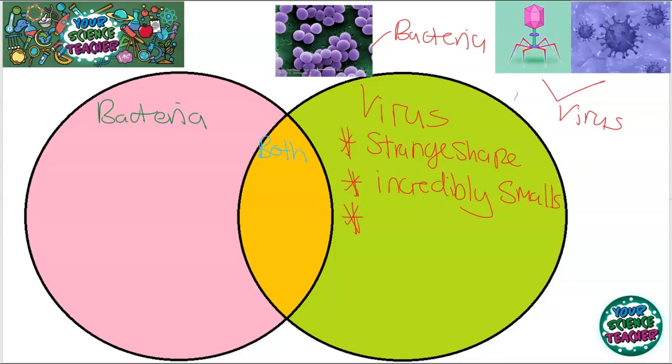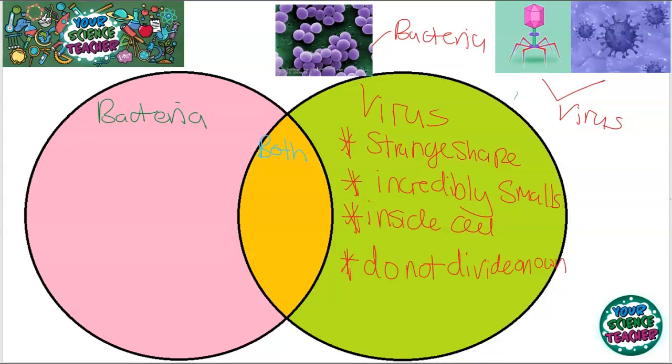They don't reproduce by themselves. What happens is, once they are inside the cell, they will reproduce when your cell divides. So they need cell division in order to be effective. Because of the fact that viruses live inside cells, they're incredibly hard to treat.